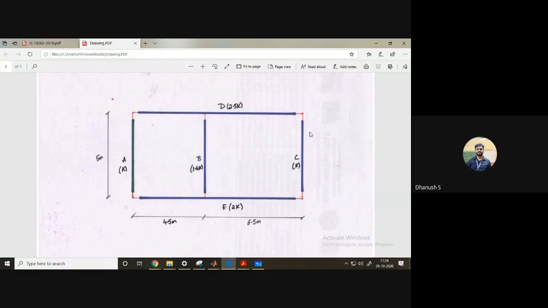So the very first step that you will need to do is determine the center of mass and center of rigidity. So center of mass, can anyone tell me the coordinates directly?